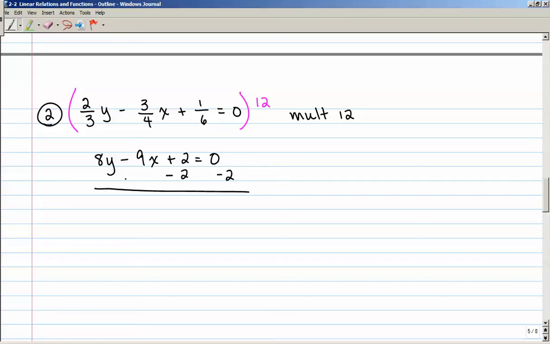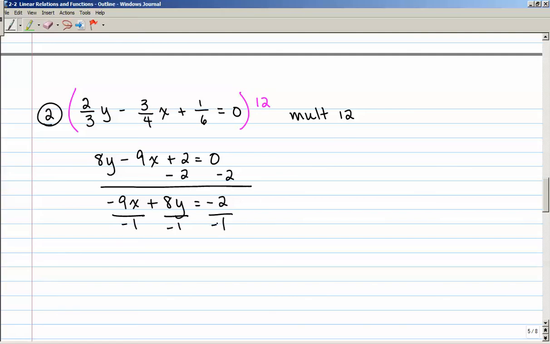And I'm going to switch my x and my y, because my x needs to come first, followed by my y. So negative 9x plus 8y equals negative 2. And remember, a has to be a positive number, so I'll just divide everything by negative 1. And I have 9x minus 8y equals a positive 2. A is 9. B is negative 8. And C is 2.